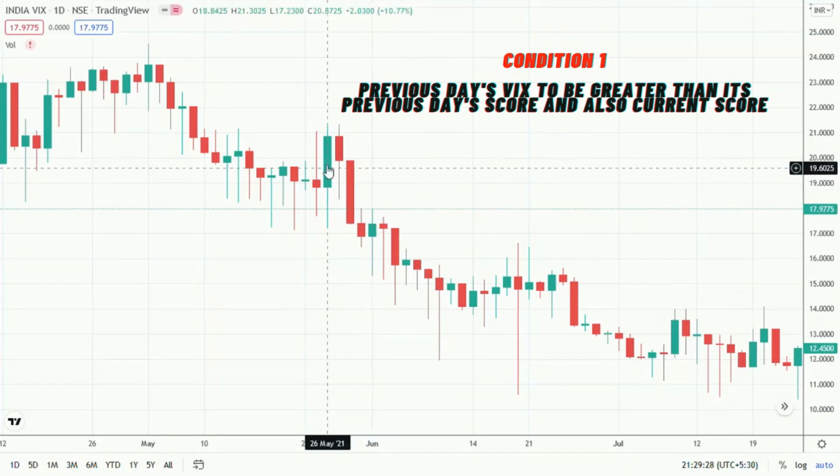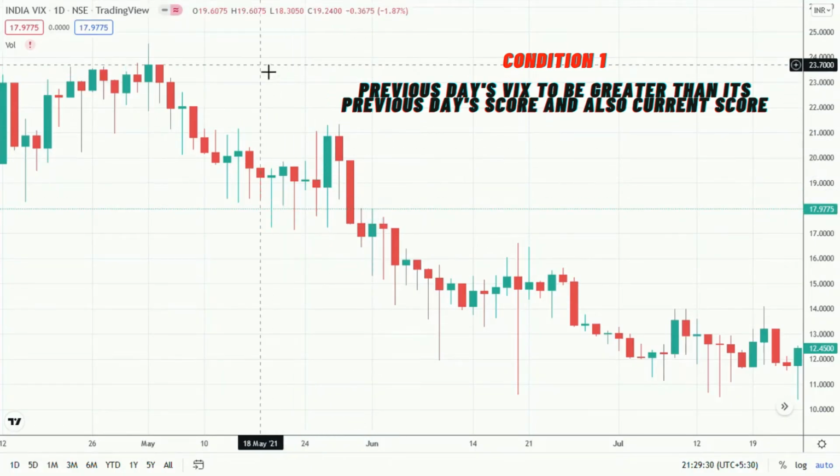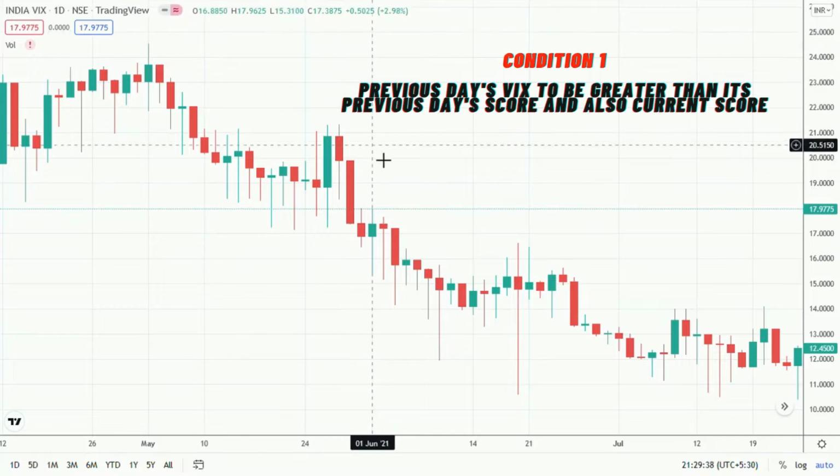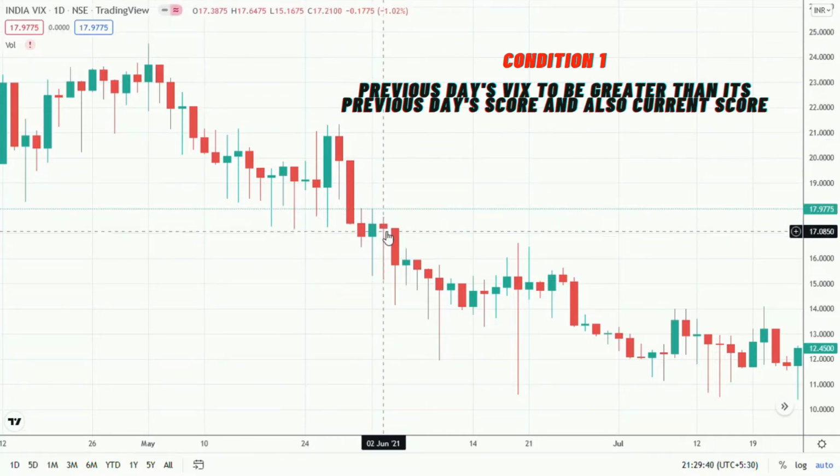Here is the India VIX chart on tradingview.com. At the top, you will see the open, high, low and closing scores of any trading day. Let's take the example of 2nd of June. And if you take a look at the top, the closing score was 17.21. So if you're trying to check these conditions 5 minutes prior to market closing, the VIX score should have been very close to 17.2. So we will assume it to be 17.2 in this example.